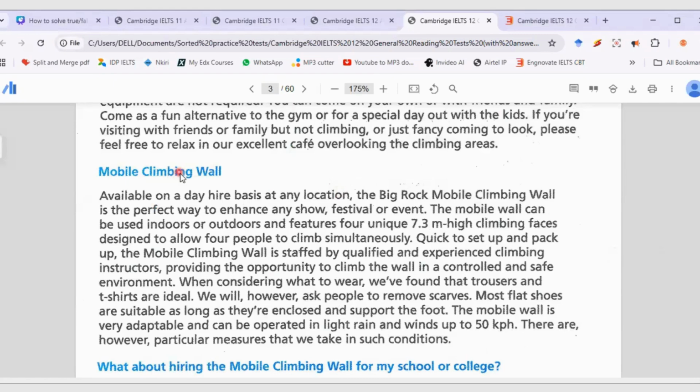Mobile climbing wall. In other words, mobile means you can carry this thing to any location. You can carry it to any place that you want. You can carry it to your office, your school, your garden, your backyard. And it says any location. It's a perfect way to enhance any show, event, or festival. You can take it to a festival. You can take it to an event. The mobile wall can be used indoors or outdoors and features 4 unique 7.3 meter high climbing faces. So, it's fully supported.